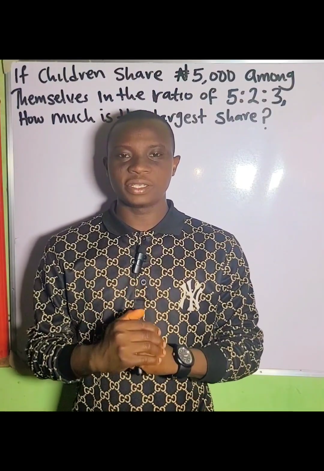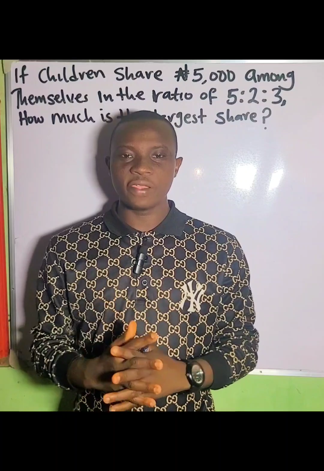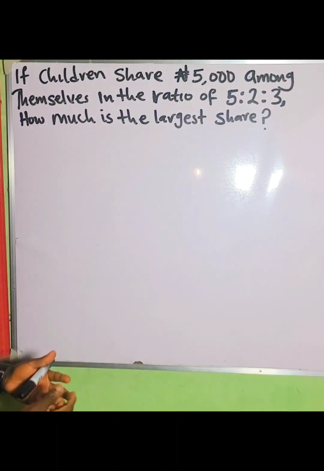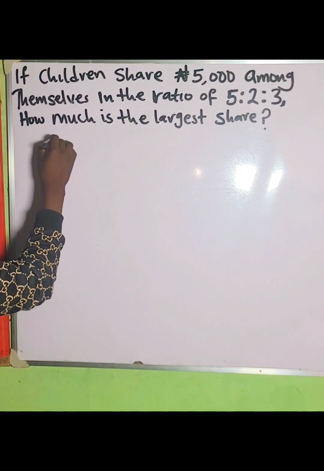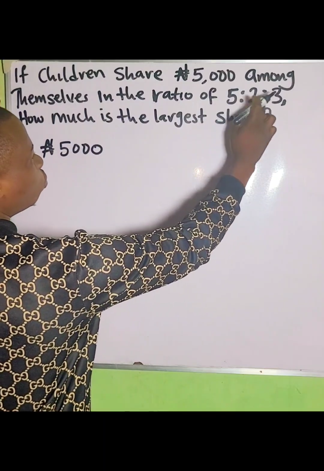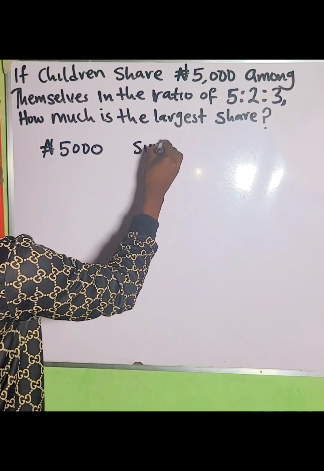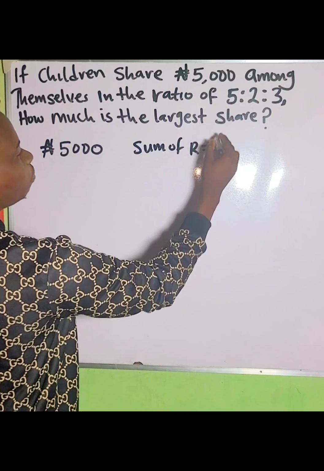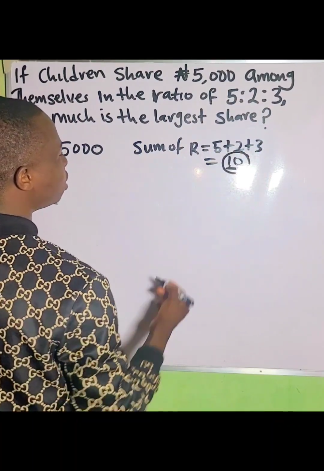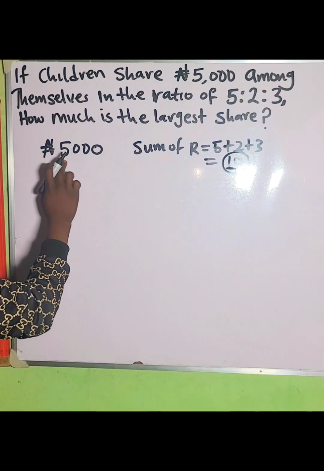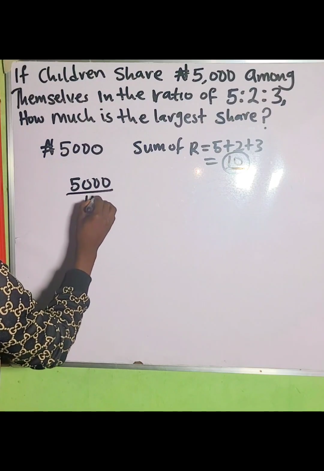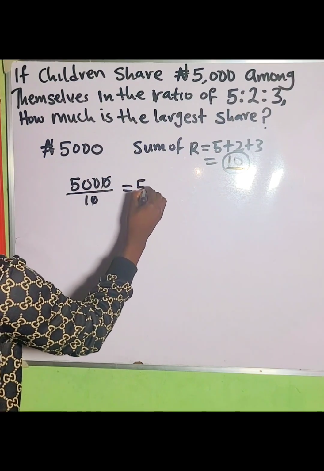If children share 5,000 naira among themselves in the ratio of 5:2:3, then how much is the largest share? So first of all, from the question, the amount is 5,000 naira. Then the ratio is 5:2:3. So we're going to get the sum of the ratio, which is 5 plus 2 plus 3, which is going to give us 10. So 10 is the sum of the ratio. We're going to divide this amount by the sum of the ratio. So we're going to have 5,000 divided by 10, which is going to give us 500 naira.